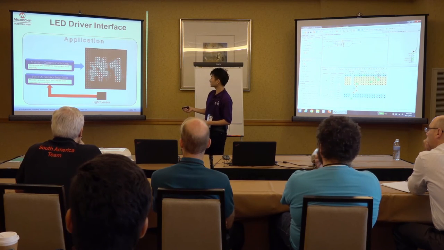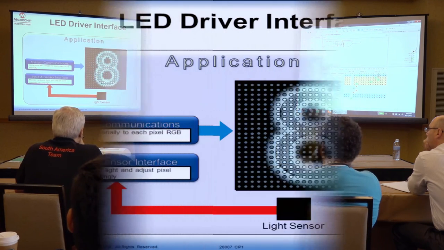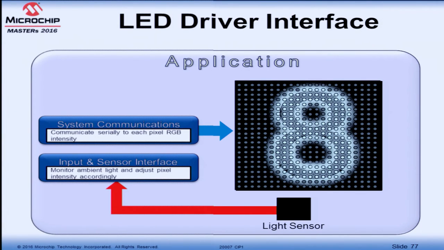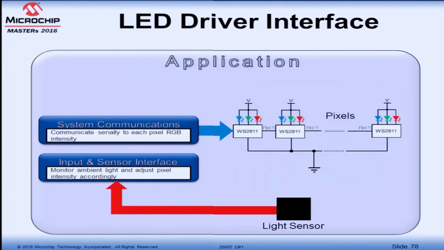All right. If you will just ignore the fancy marketing slide here. What the real application is like is we have a light sensor, and it's going to read the ambient light. And then we're going to change the screen based on the light intensity, right? So if you look into this matrix, this is what it's formed of. So we have a string of the WS2811 or 2812 connected together. So you can pass your signal through the first one to the last one to light up the whole screen. Any questions on that?